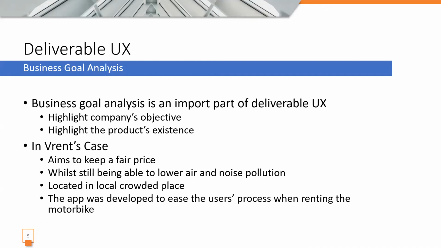The business goal analysis is an important part of deliverable UX because it highlights the company's objective, the product, and the product's existence. In VRENT's case, the aim is to keep a fair price while still being able to lower air and noise pollution. It is located in local crowded places so that pollution in that area can be lowered by using the VRENT motorcycles. The app was developed to ease the user's process when renting the motorbike.